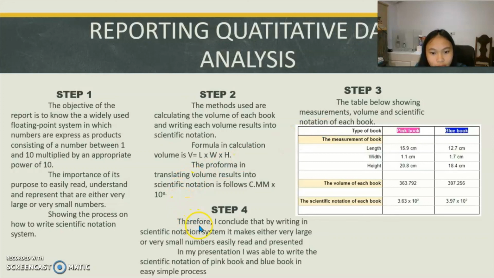Step 4. Therefore, I conclude that by writing in scientific notation system, it makes either very large or very small numbers easily read and represented in my presentation. I was able to write the scientific notation of pink book and blue book in easy, simple steps.